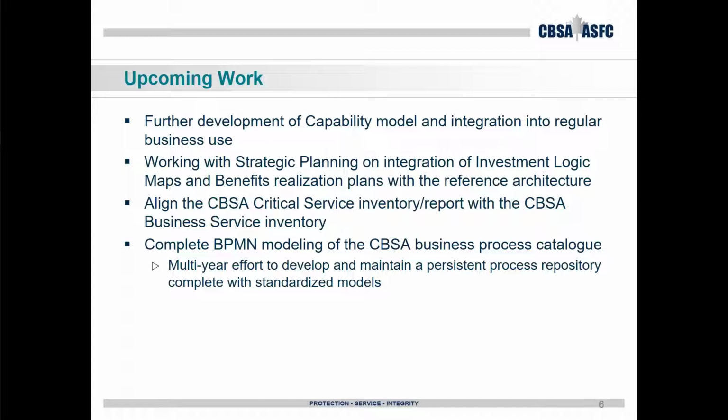And as I mentioned in the intro, we have a very active BPMN modeling effort of all the CBSA business process catalogs, and it is going to take us numerous years. We have roughly 453 processes currently in the catalog, but it keeps growing, because every time we meet with some of these groups, we identify, oh, we never thought about that process, or this one process we have is actually two separate processes. So we're finding the catalog is growing as we start these efforts.